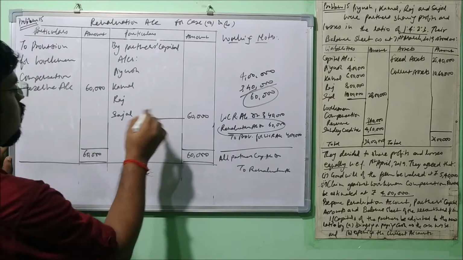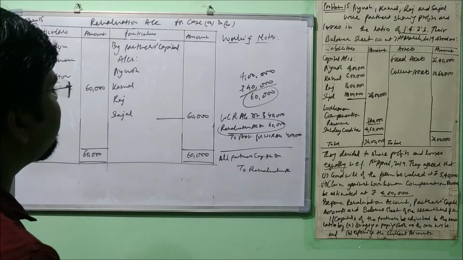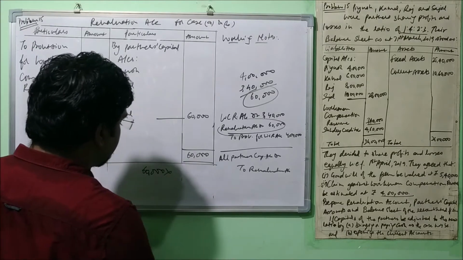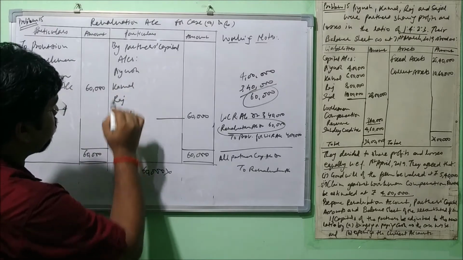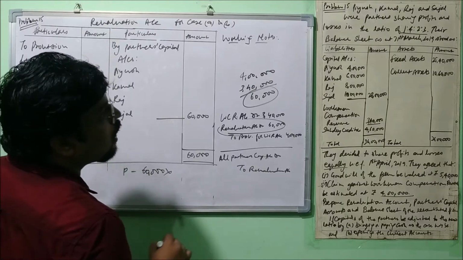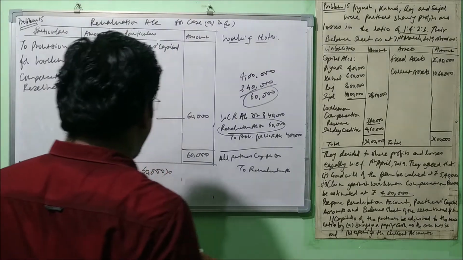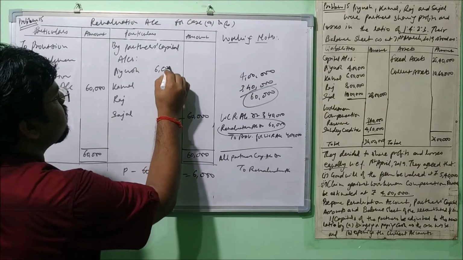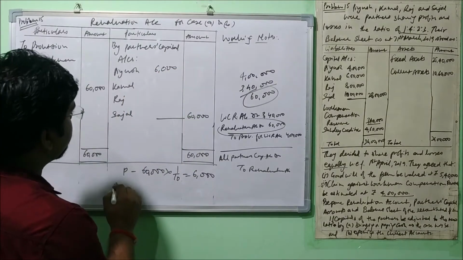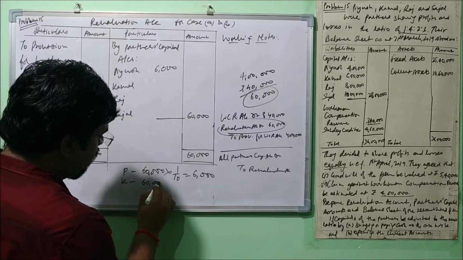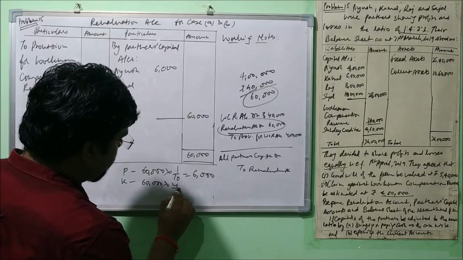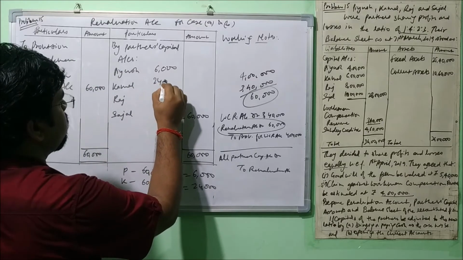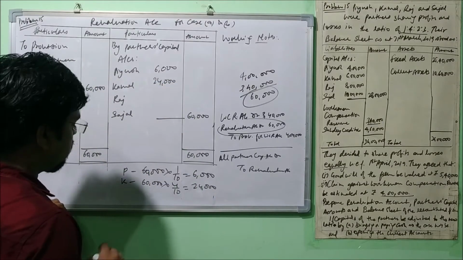So this loss of 60,000 will be shared by the partners in their old profit sharing ratio. Let's calculate that for Piyush very first. What is his ratio? 1 by 10. So that is 6,000. Piyush is going to bear 6,000 only. Now let's see for Kamal. What is the ratio of Kamal? 4 by 10. So it comes out to 24,000. So Kamal is going to bear 24,000 out of the 60,000.